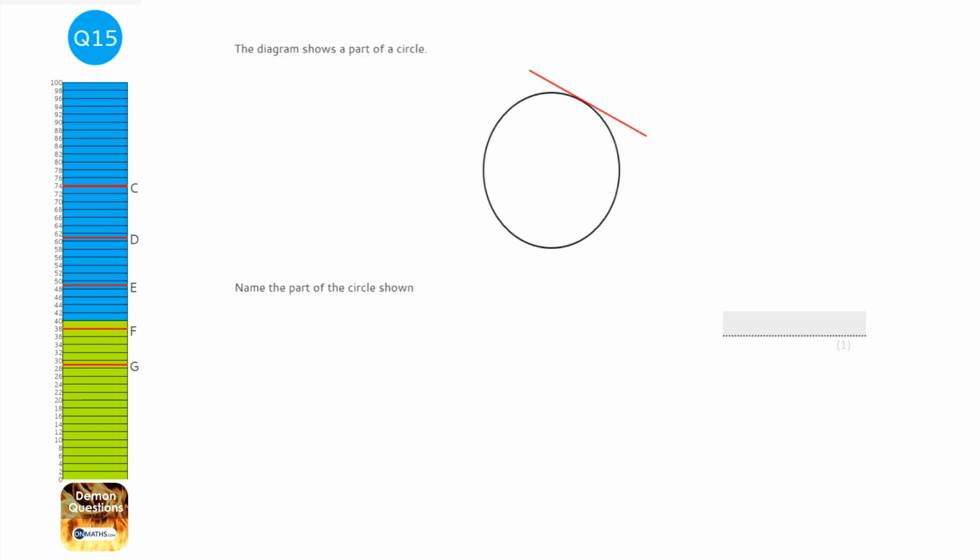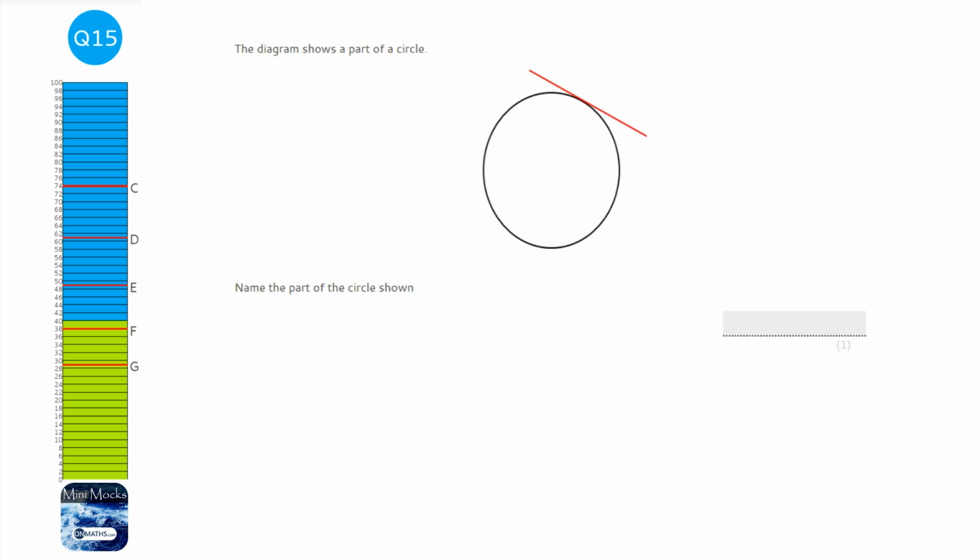Make sure that you know the names of the parts of the circles. So a diameter is a line that just goes across a circle going through the centre. If it doesn't go through the centre but it goes across the circle, it's a chord. Circumference is the whole way around the circle, a bit of a circumference is called an arc, and there's a few more parts of a circle you need to know.